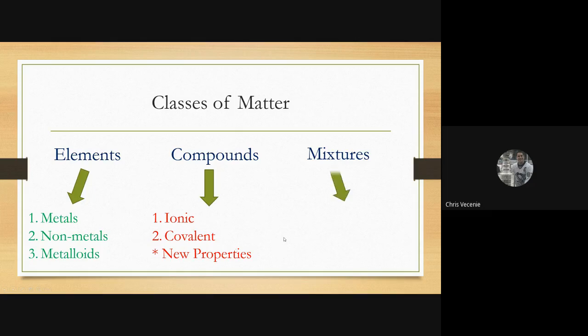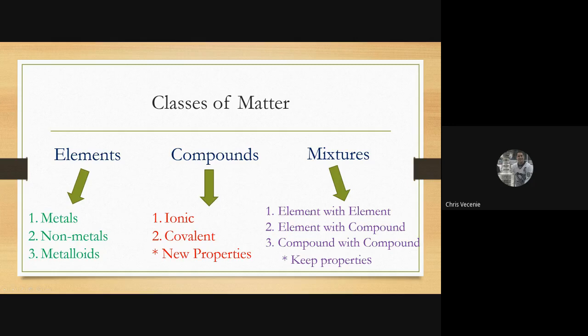So mixtures then are kind of the other side of that coin. Mixtures do exactly what they say. They mix these other two classes of matter together. So we can get a couple different varieties. We could get an element with an element, creating a mixture. We can get an element with a compound, creating a mixture. We could get compounds with compounds, creating a mixture. But the big difference is that each of them keeps their properties.